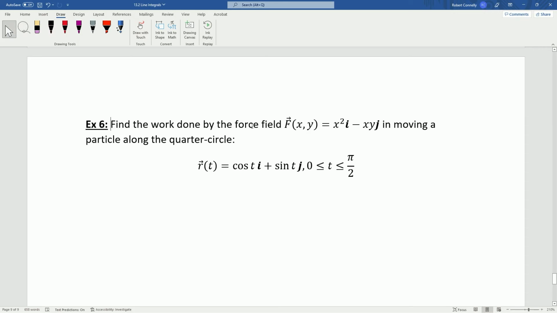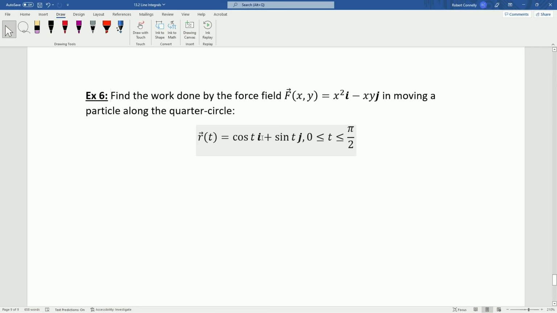Find the work done by the force field F equals x squared i minus xy j in moving a particle along the quarter circle on the path r(t) equals cosine t i plus sine t j for t from 0 to pi over 2. So this is the integral of F dot dr.